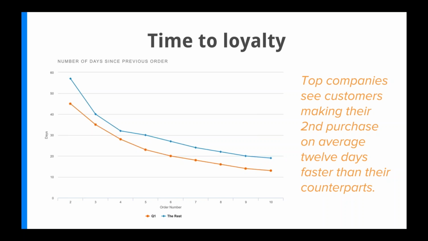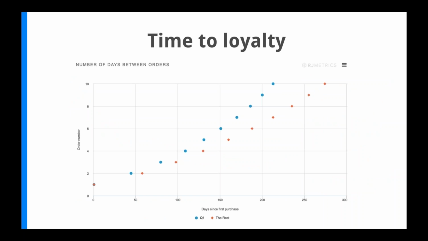If we flip to the next slide, there's another way of looking at a related set of data. The blue marks show how the top performing customers are ahead of the rest of the pack at each order number. By the time you look at when they get up to their 10th purchase, I talked about in the last slide that they get to the second purchase 12 days faster. By the time they get to the 10th, they're on average 61 days faster.